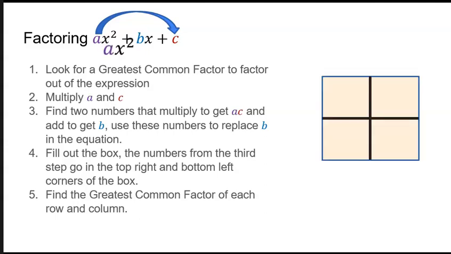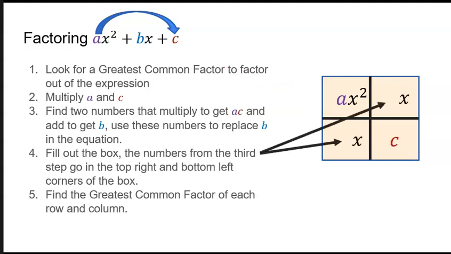Now fill out your box. The two numbers that you found in step 3 will go in the upper right and lower left corners of your box. And then finally, find the greatest common factor of each row and column. Write these values on the top and left side of your box. These expressions that represent the width and length of your rectangular box are the factors of your quadratic expression.